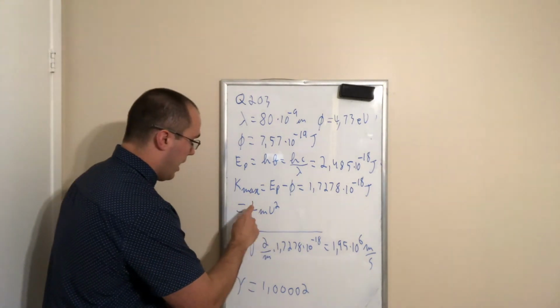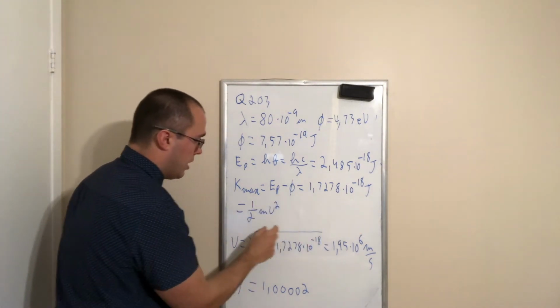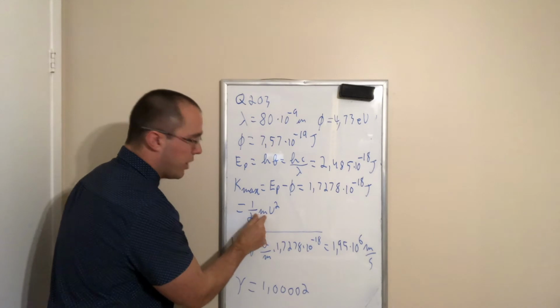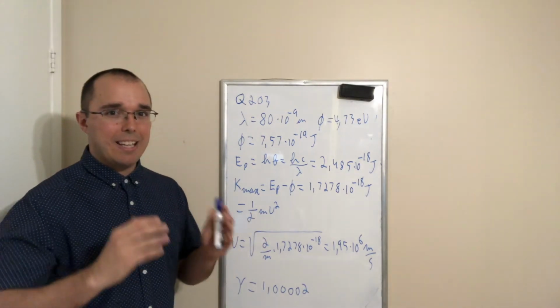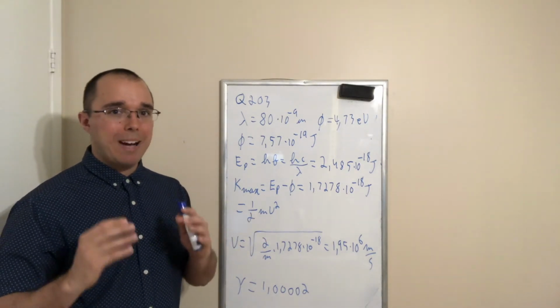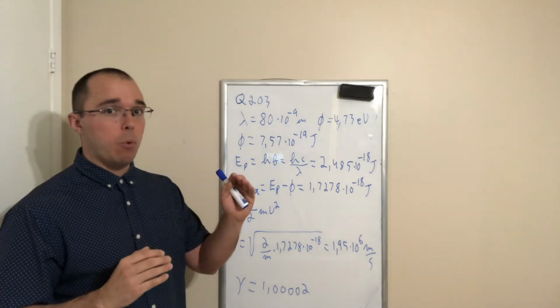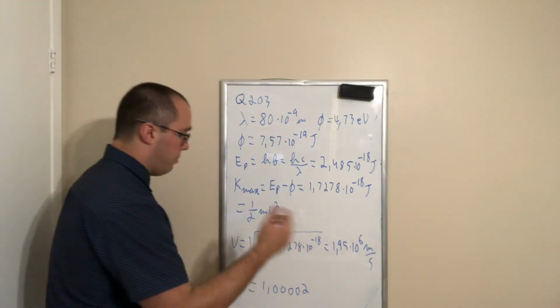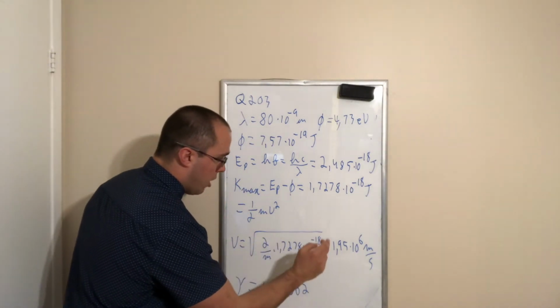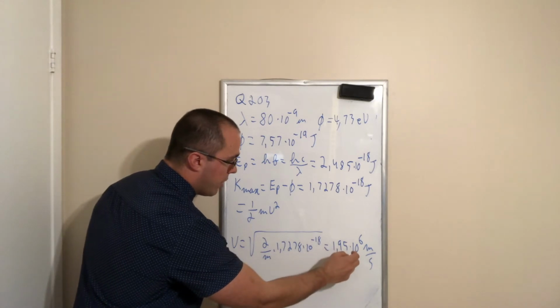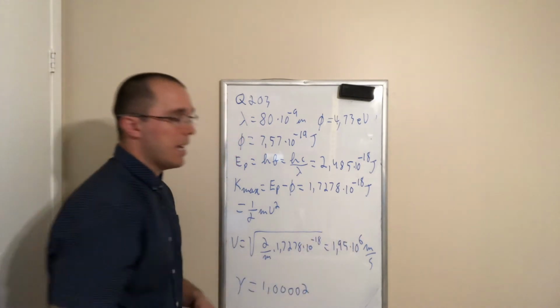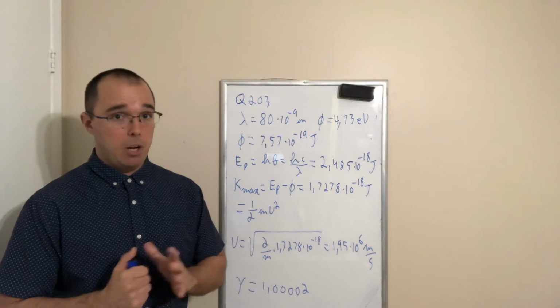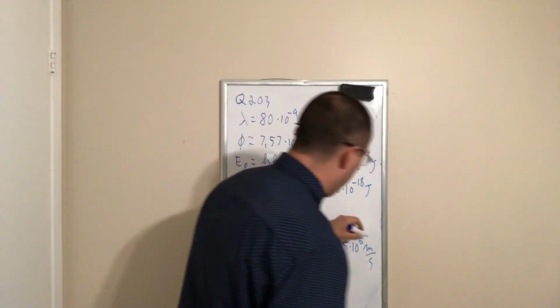So here we got the value for the energy. The mass over here will be the mass of the electron. It is 9.11 multiplied by 10 to the power minus 31 kilogram. We input all these values and we get a speed of 1.95 multiplied by 10 to the power 6 meter per second. All right, so that's the official value.